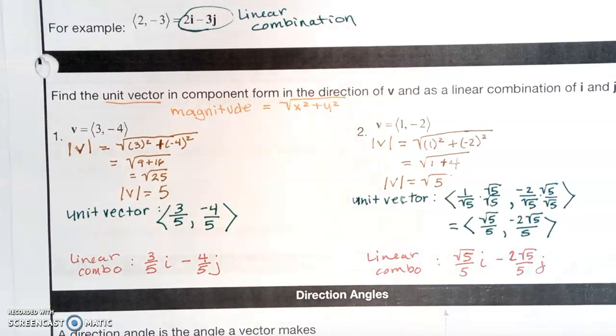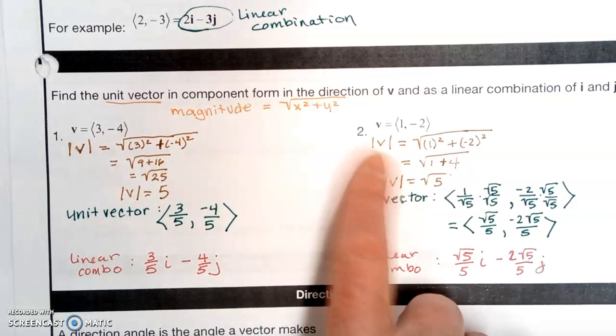Sometimes when you take the magnitude, your square root does not simplify completely, right? So you end up with something under that radical. And so when you go to write it as a unit vector, you can't have that radical in the denominator, so you have to rationalize that denominator. It's like a pre-algebra thing you learned.